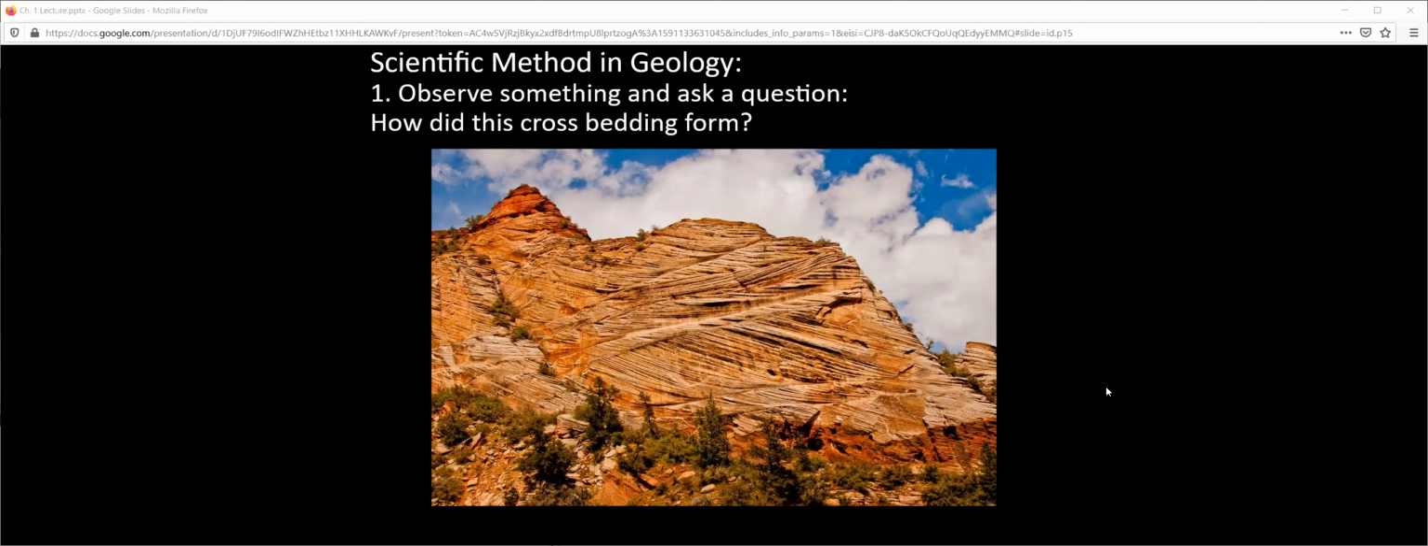So, as I was saying, observation, scientific method. Look at this rock here. Look at this outcrop. What do you notice about it? What is interesting about it? Why do you think this particular outcrop looks the way it looks?